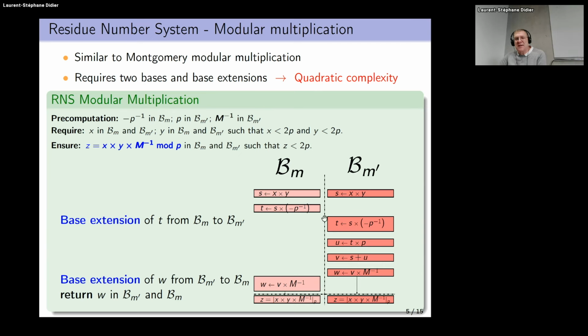So we need the first base extension here. We compute the cheap division in the second base, but since we need the result of this exact division in the other base, so this is the second base extension. The problem with base extension, as we will see, is that the complexity is quadratic in this case.